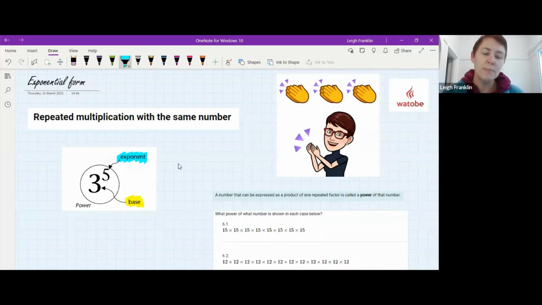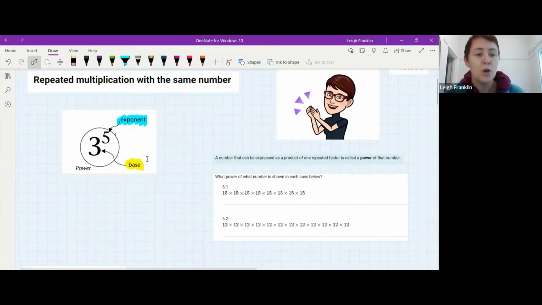Very important that we know these words because I'm going to use this language, as will your teacher at school. So it's important that you understand what your teacher is saying to you or what I'm saying to you. If we talk about 3 to the power of 5, I don't want to know what the answer is, but what does that mean? What does it mean? Put your hands up. What does 3 to the power of 5 mean?